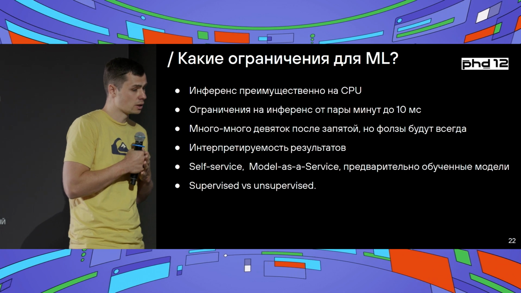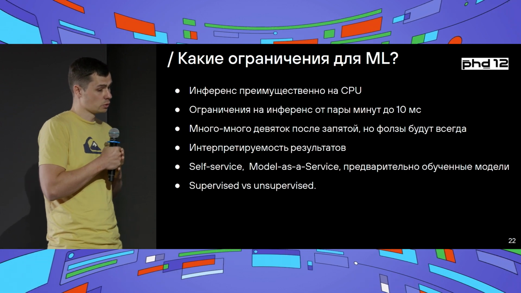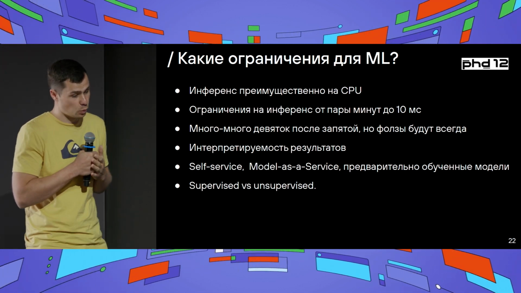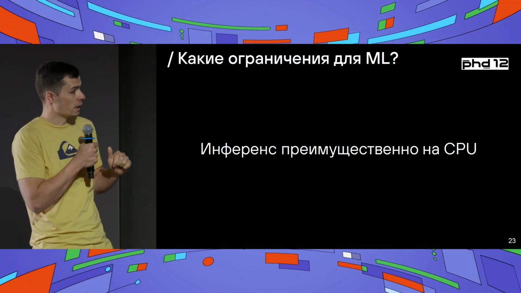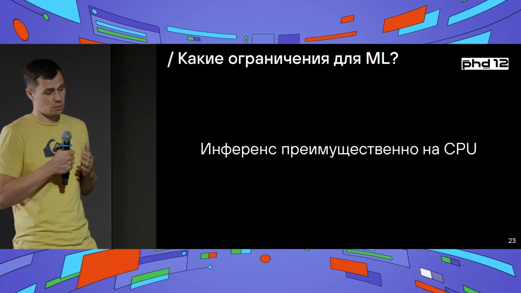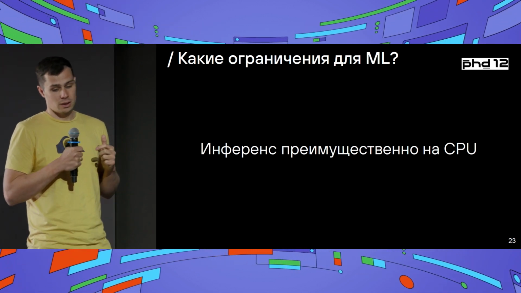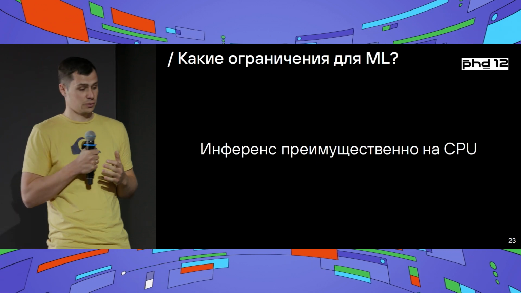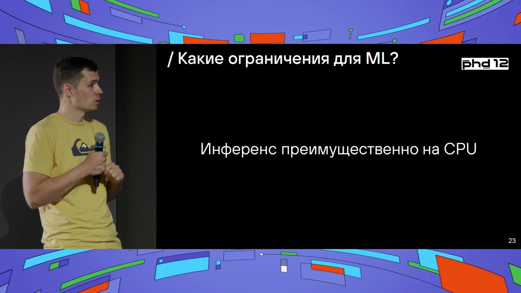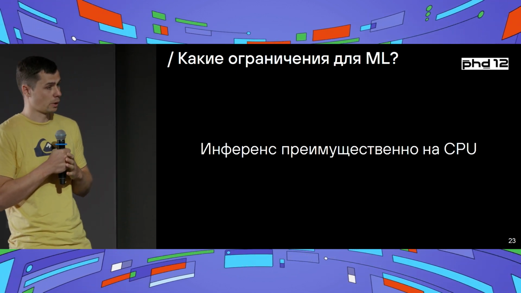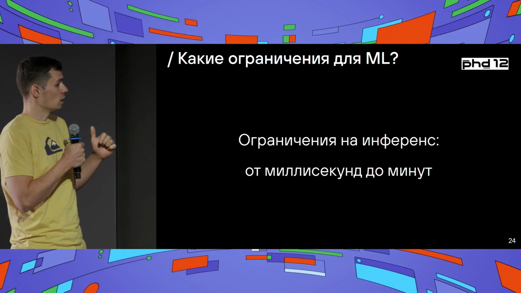So what kind of limitations do we have in our domain, and how do we deal with them? So what do we do in this area? Next slide, please. We are trained all the time. That is good. Unfortunately, due to the fact that we have box products, it's difficult to do inference on GPU. We use CPU, and I will tell you about the limitations.